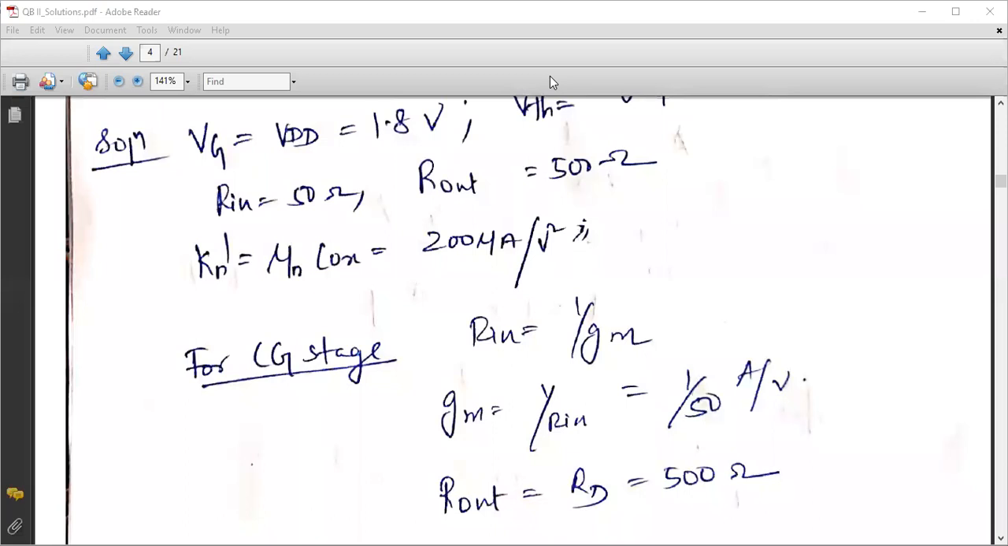GM is 1 divided by Rin. And in the question, Rin is 50 ohms. So GM is 1 by 50 and the unit is ampere per volt. Clear? So first you are going to find GM, then only you will be able to find the aspect ratio. How will you find GM? By using the value of input resistance.